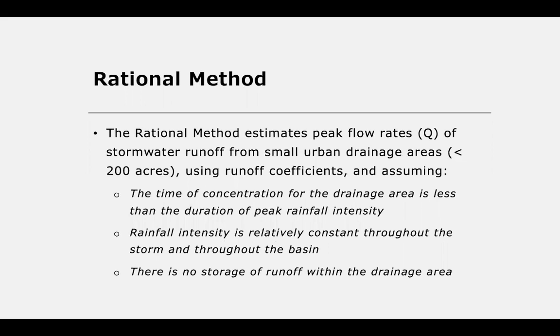The rational method utilizes this runoff coefficient to estimate peak flow rates of stormwater runoff from small urban drainage areas. The following assumptions are made when the rational method is used. The first assumption is that the time of concentration for the drainage area is less than the duration of rainfall intensity. Also, that the rainfall intensity is relatively constant throughout, and that there's no storage of runoff within the drainage area.